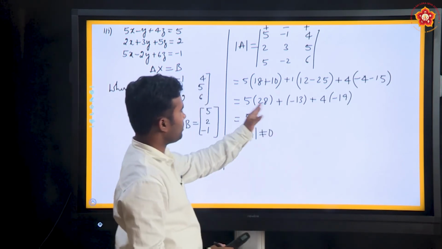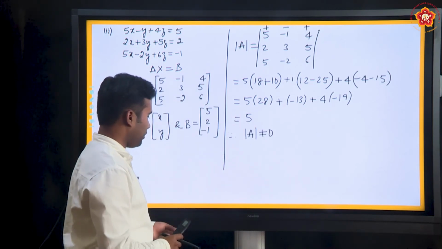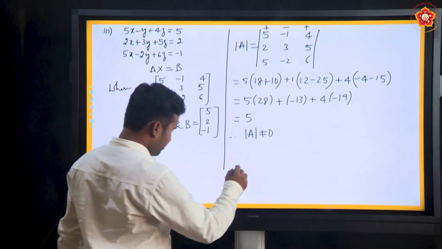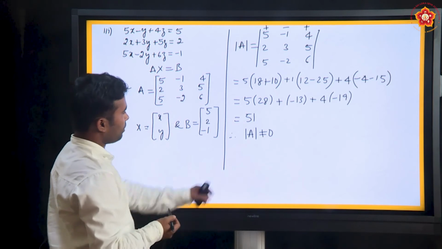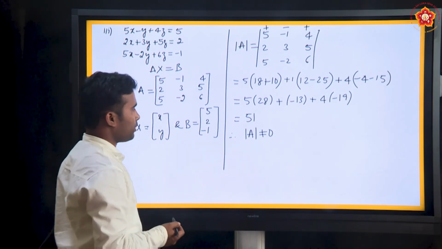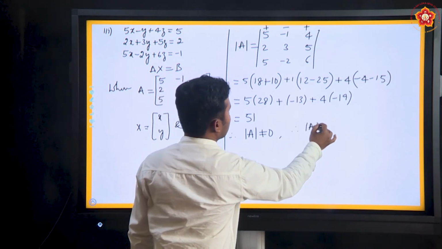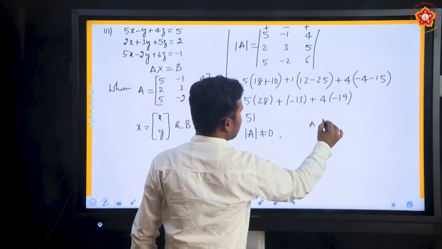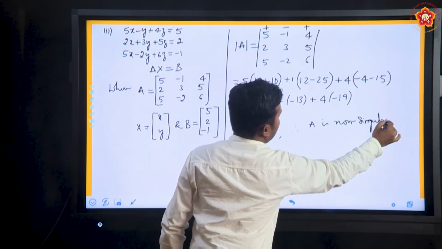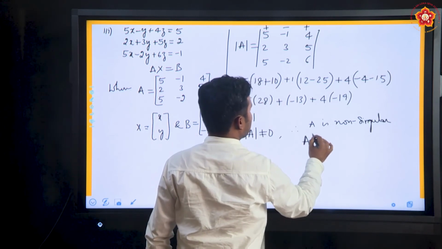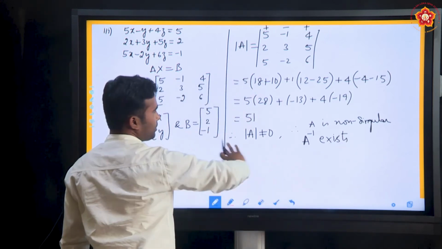Okay, you just simplify this, you just multiply and do the simplification. So, you will end up with 51, you are going to have 51. Therefore, we can say determinant A is not equal to 0. Therefore, what we can say, A is non-singular. Therefore, A inverse exists. Therefore, anyhow this is not equal to 0.